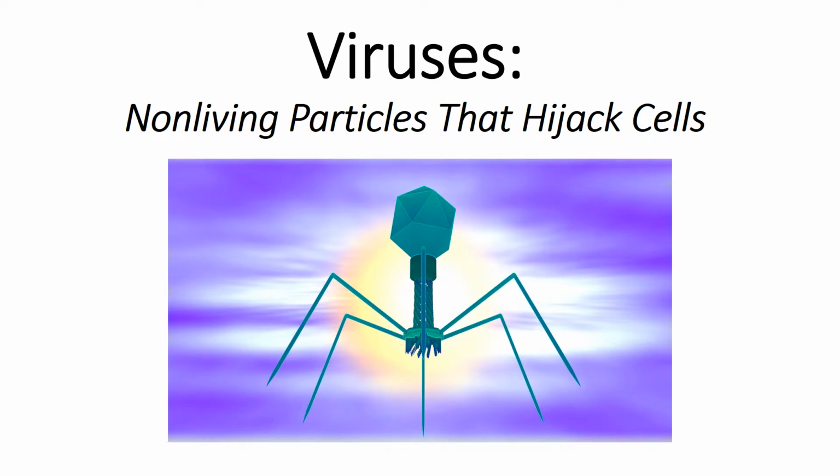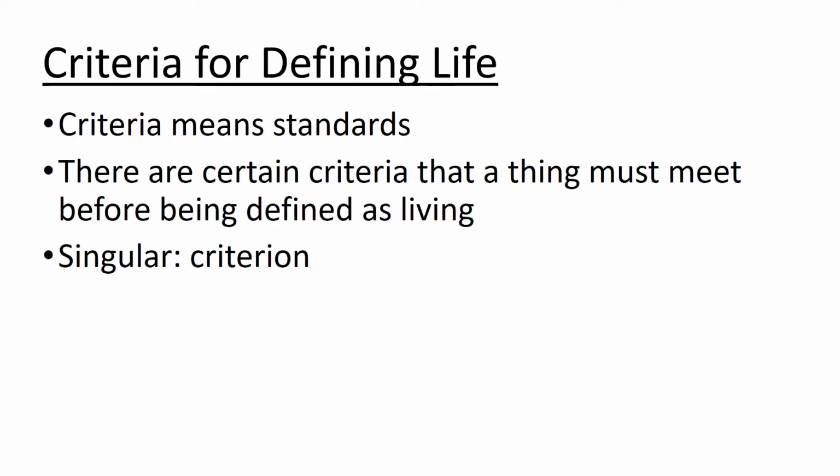This video is about viruses, and viruses are non-living particles that hijack cells. How can we tell if something is alive or not? Well, we have to start by establishing some criteria. Criteria means standards. So there are certain criteria or standards that a thing must meet before being defined as living.